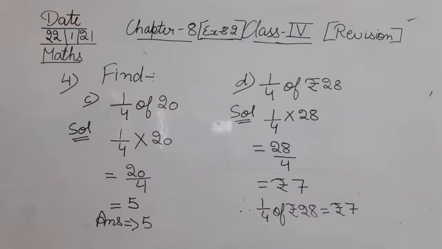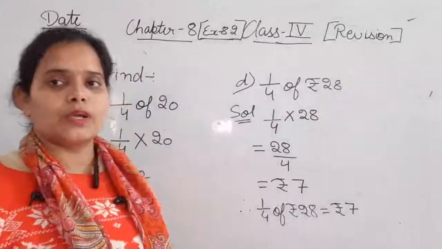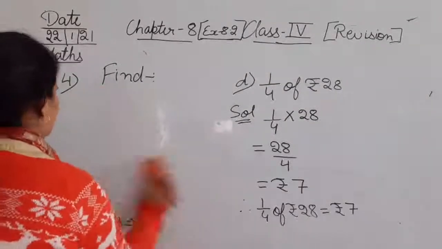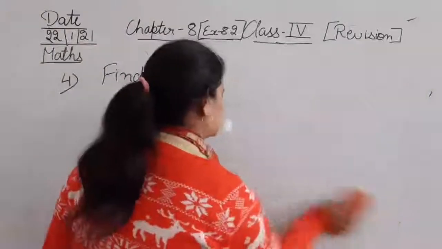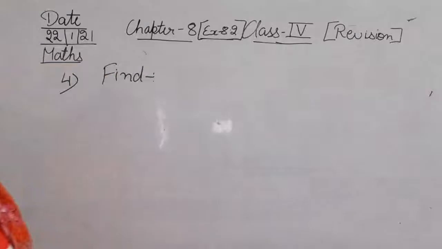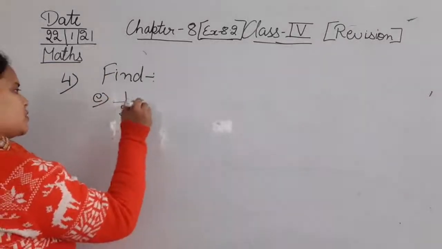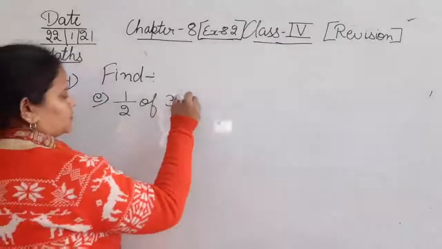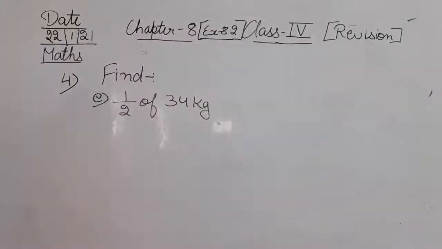Okay. Now the next two parts, E and F. Okay, they both are also same like this D part. So let's do the next two parts, that is E and F. Chaliye, moving next to the E part, that is half of 34 kg. Okay, now as you can see, the unit has been changed here.